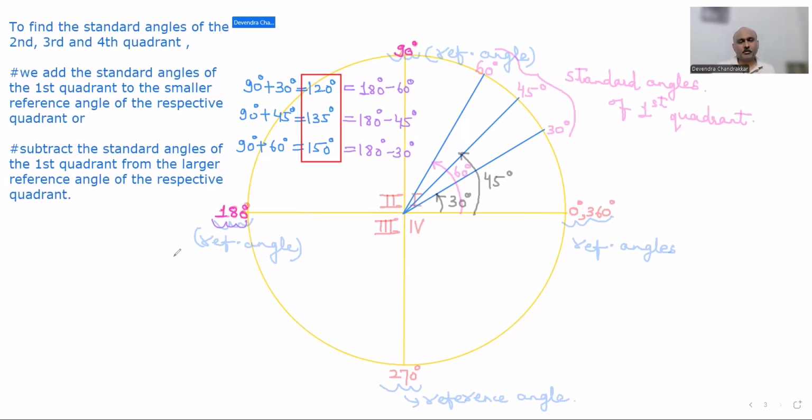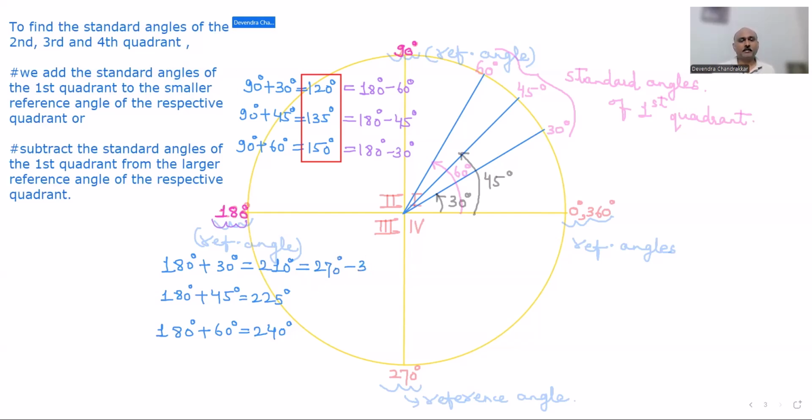So in this third quadrant, smaller angle is 180. So I add 30 to it. These are the standard angles of first quadrant: 30, 45, 60. So 180 plus 30 is 210 degrees, 180 plus 45 is 225 degrees, 180 plus 60 is 240 degrees.